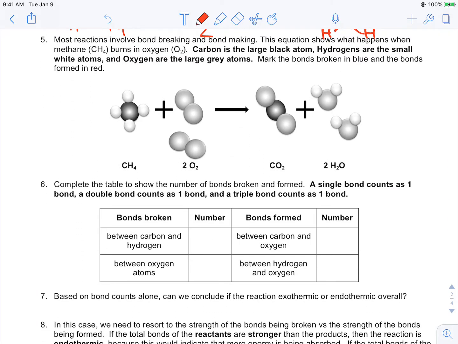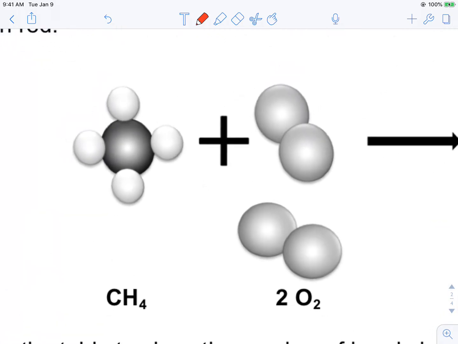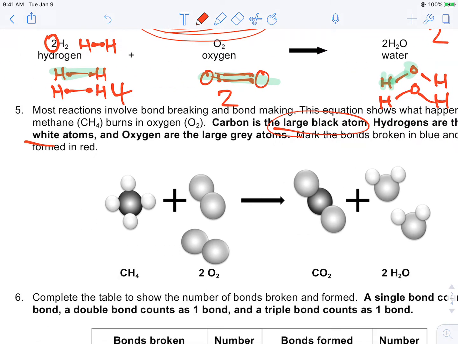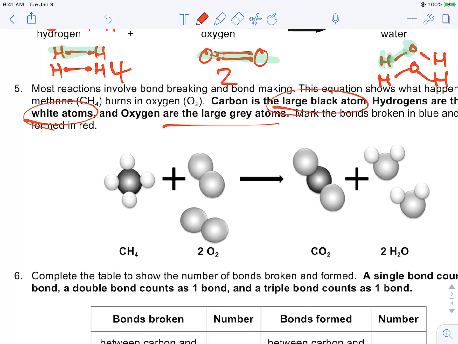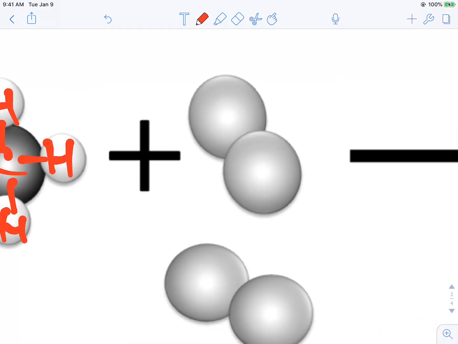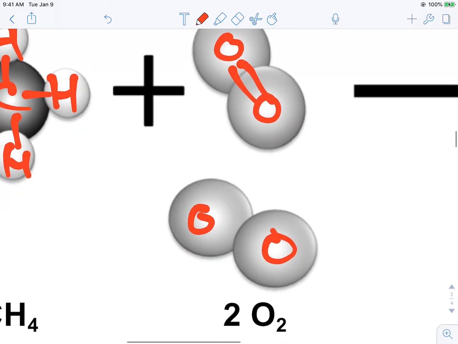Okay, now we get down to here. So this part is a little bit tricky. So what we're going to do is draw in our Lewis structures, but we're not going to do the dots just to save some time and effort. So CH4, if we look at our key here, carbon is the large black one, hydrogens are the small white ones, and oxygen is the large gray. So this means that this is CH4. These are all going to be single bonds if we were to take our time and do Lewis structures. Then we see oxygens. So these are going to be oxygens. When oxygen binds to itself, it has a double bond.